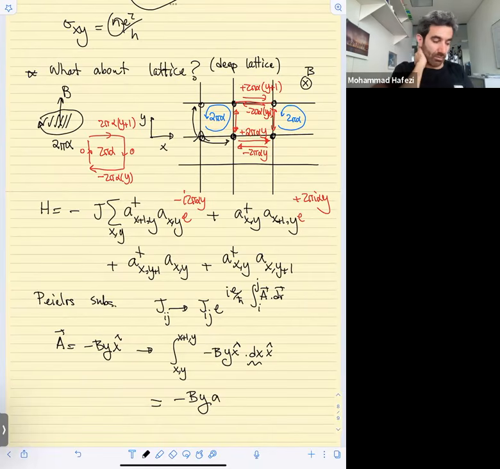Sounds good? So another way to derive this Hamiltonian is to do this Peierls substitution: when I'm hopping, I will accumulate some phase because of my magnetic field, because of my gauge field. And if I calculate this for the Landau gauge, I will recover the same value that you need to put into your tunneling term. So this is another way of arriving at this Hamiltonian.